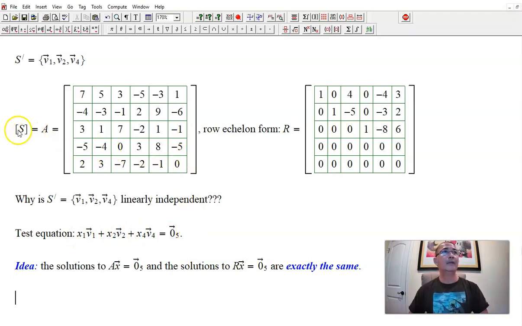Now, I've gone ahead and labeled the matrix of S and just called it A, and the rref, of course, we call that R. The key idea to proving independence is that the solutions to the original homogeneous system, Ax is the zero vector, and the solutions to the reduced system, Rx is the zero vector, are exactly the same. So any solution for Ax is the zero vector should also make Rx equal to the zero vector, and vice versa. Any solution to Rx is the zero vector must be a solution to Ax is the zero vector.